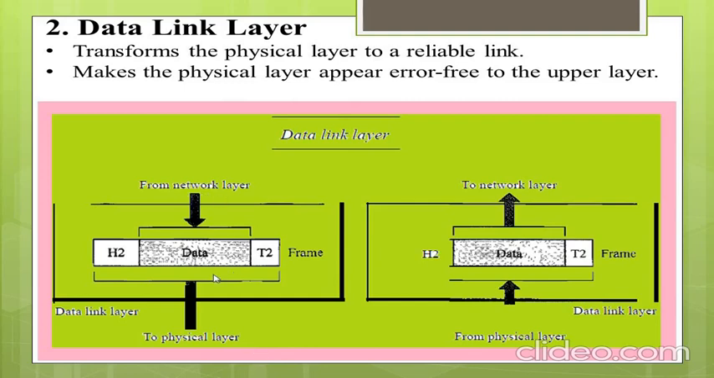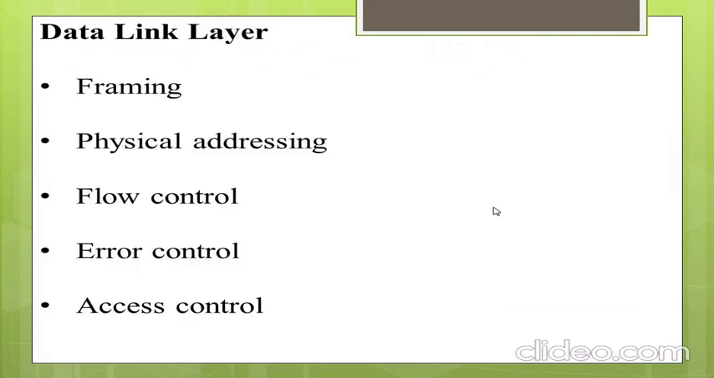From the network layer, the data comes to the data link layer. From there, it goes to the physical layer. And at the receiving end, the data goes from the physical layer to the data link layer. From there, it goes to the network layer. So these are some of the features of a data link layer.